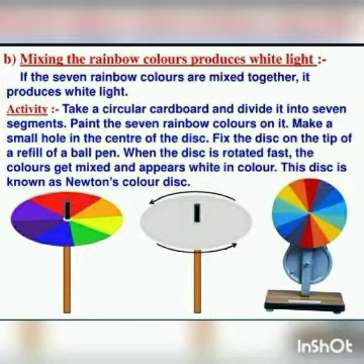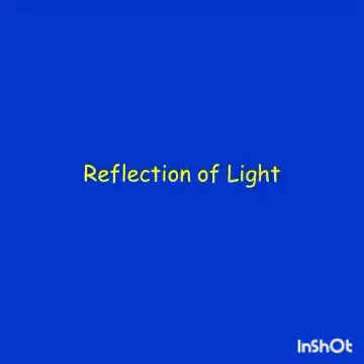So for example, we take one disc. If we rotate the disc quickly and look at it, only white light is visible. So what does that mean? The different colors in the spectrum of white light are arranged in a definite manner, that we simply call VIBGYOR. So white light contains those colors.